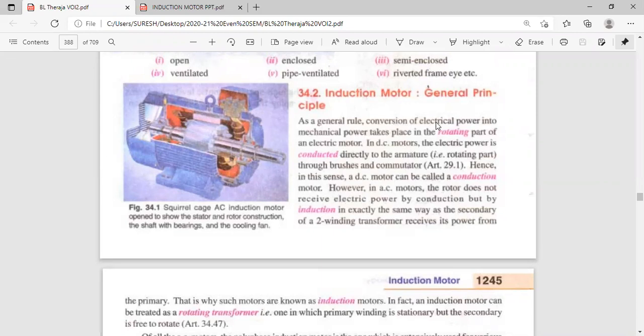As a general rule, conversion of electrical power into mechanical power takes place in the rotating part of the electric motor. In a DC motor, electric power is conducted directly into the armature. We are not discussing the DC motor; we are discussing the induction motor. In a DC motor the principle is electrical conduction, with a connection between the wires. But in an induction motor, there is no connection between the stator winding and rotor winding. The flux links by mutual induction.